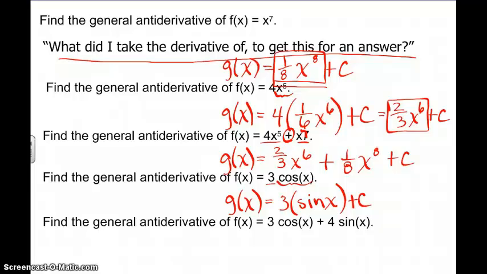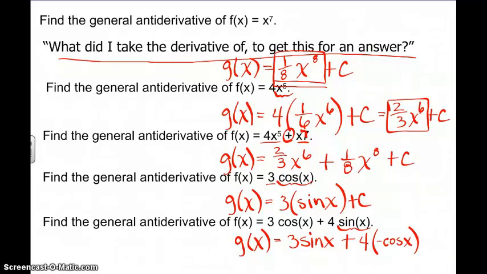Find the general antiderivative of f of x equals 3 cosine x plus 4 sine x. Well, we've already determined what the antiderivative was for that first term. We've already determined that integration or antiderivatives break up over addition. So now we're going to pop our constant out front, and we're going to ask ourselves our question above about that function. What did I take the derivative of to get positive sine of x for the answer? And that was negative cosine of x.